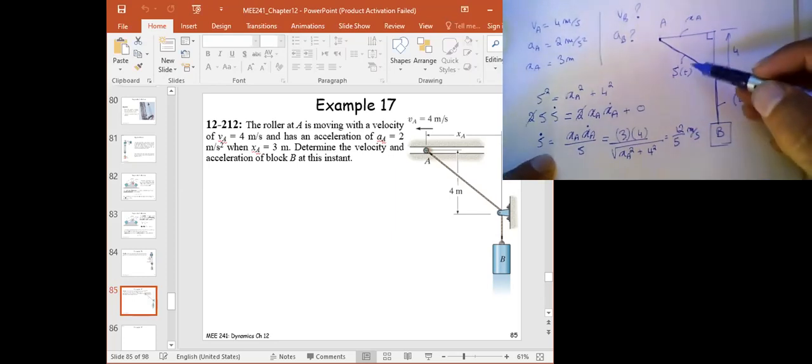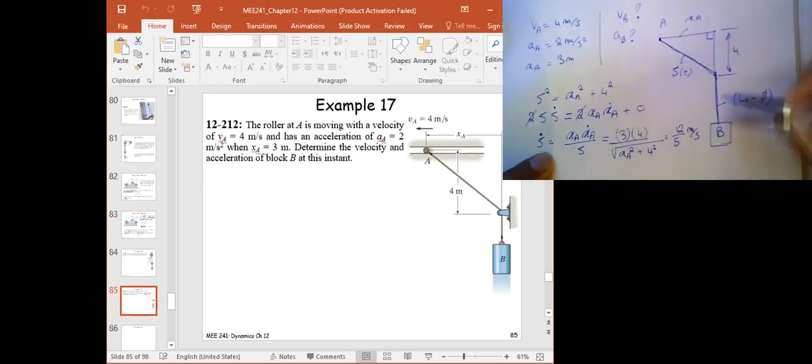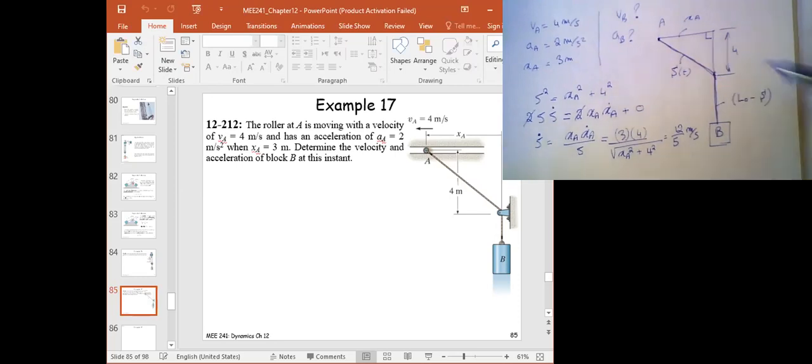So now we found S prime, which is how this length is changing. Right. How can I find how much the rate of change of this cable is actually decreasing?